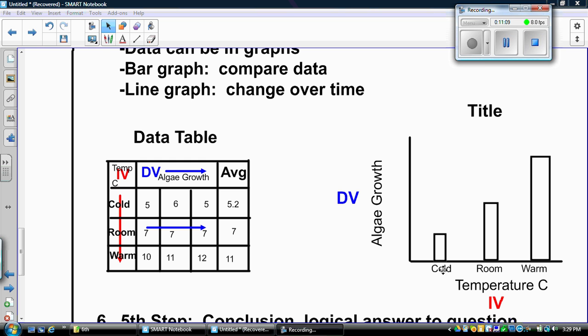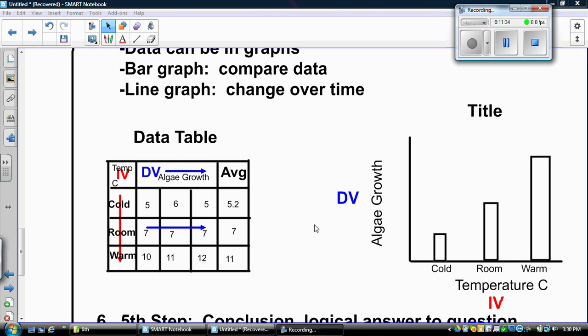We're comparing the cold temperature to room temperature to warm temperature and algae growth. So we are going to do a bar graph. Now, line graphs mean change over time. So that means something is changing over time. So if you look at your independent variable and you have some unit of time down here, maybe this was days, weeks, years, seconds, minutes, that usually tells you you're always going to do a line graph.